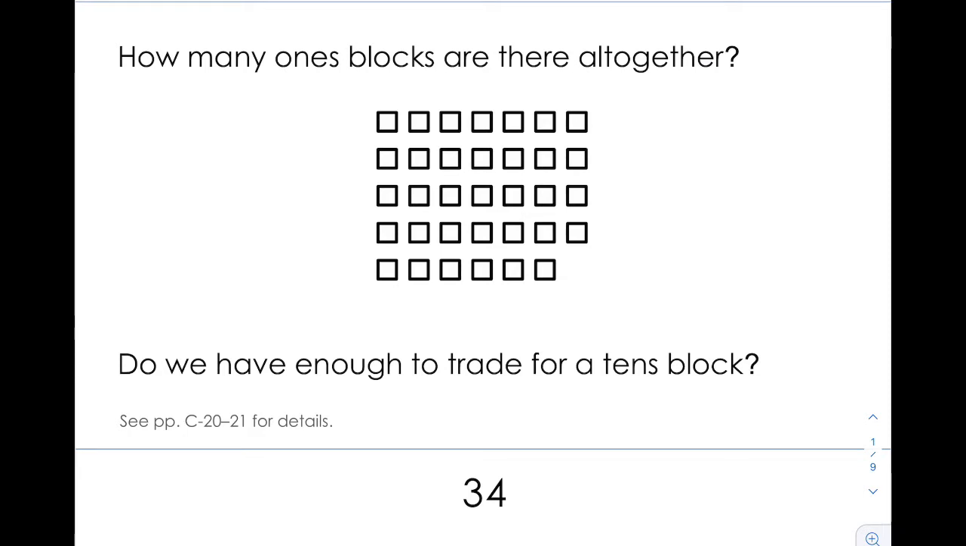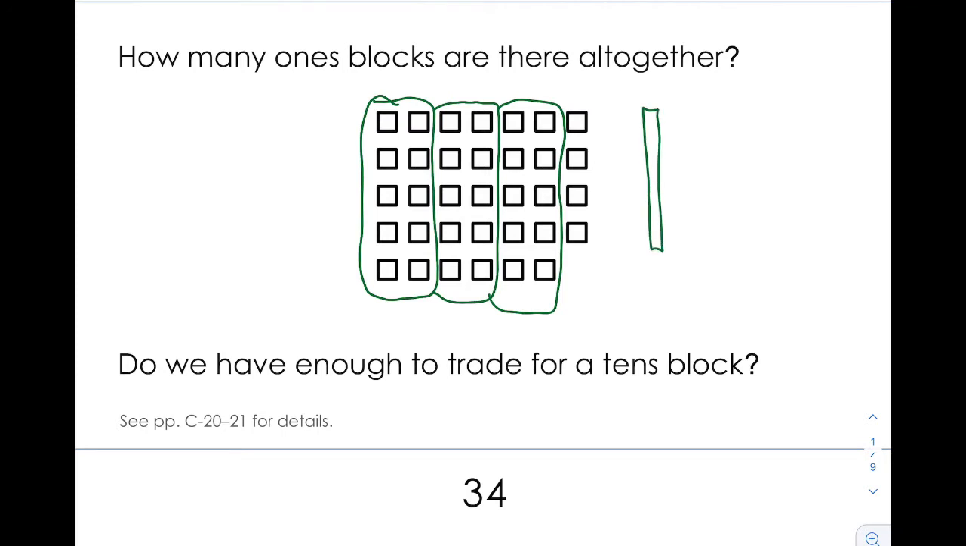Do we have enough to trade in for a tens block? Well, let's make groups of 10. We see that each column has 5, so 2 columns makes 10 blocks. So there's 10, there's another group of 10, and a third group of 10. So each one of those can get traded in for a tens block. So we'd have 1 tens block, 2 tens blocks, 3 tens blocks, and then we have 4 ones blocks left over.